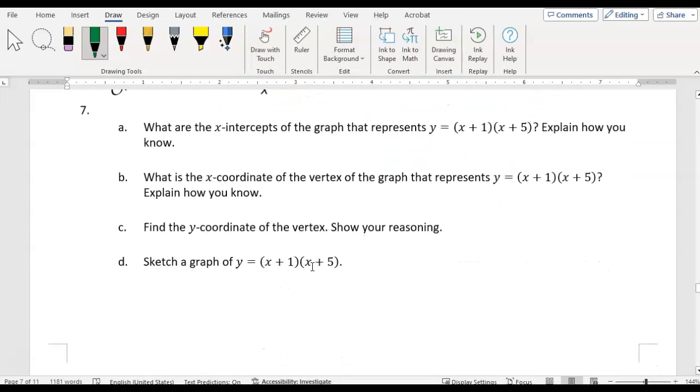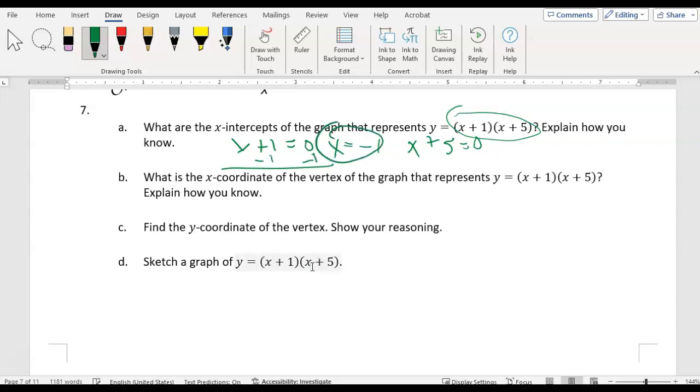Number 7, what are the x-intercepts of the graph that represent this equation here? So here you can see that we can set this up as x plus 1 equals 0 and x plus 5 equals 0. This is why the x-intercepts are called zeros, because they equal 0. So I'm going to subtract 1 on both sides and we'll get x equals negative 1. Subtract 5 on both sides and we'll get x equals negative 5. And so we know that our zeros are negative 1 comma 0 and negative 5 comma 0.